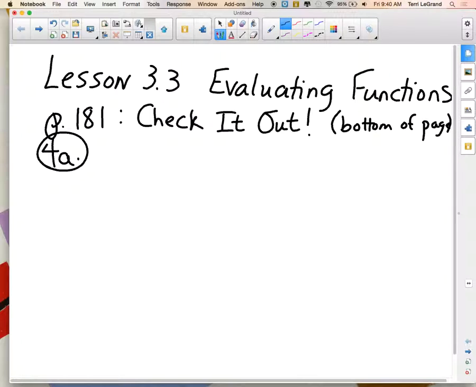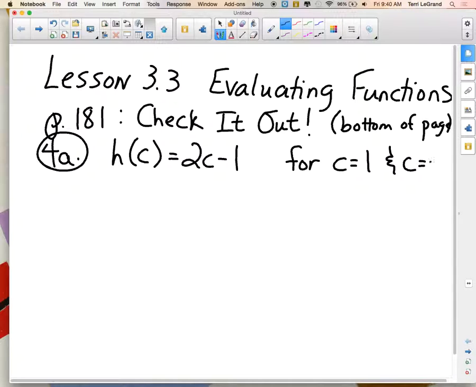H of the function evaluated at the independent variable. They're telling you the domain values are not x values this time. They are actually c values. So let's first of all write down our function h of c equals 2c minus 1. And we are supposed to evaluate that for two different domain values, for c equals 1 and c equals -3. So we are to evaluate that given function.